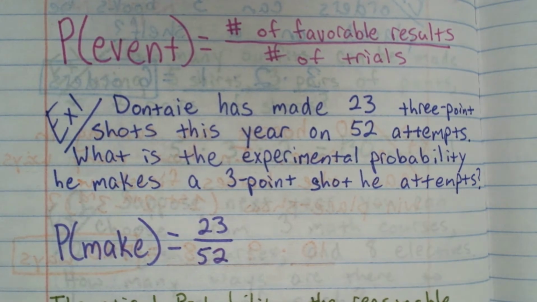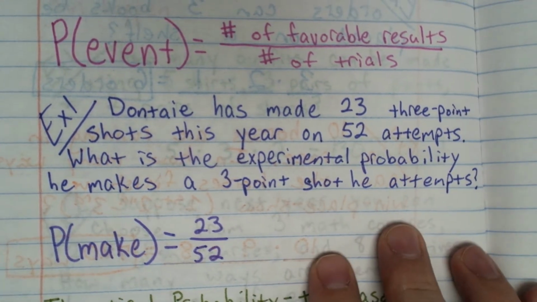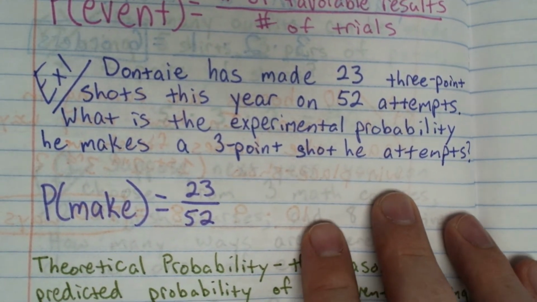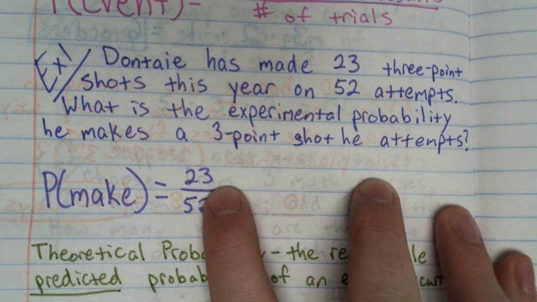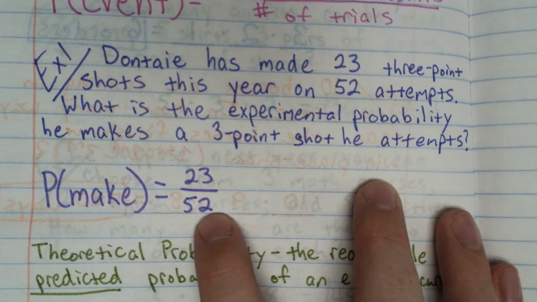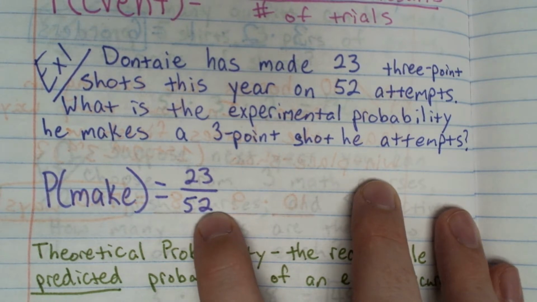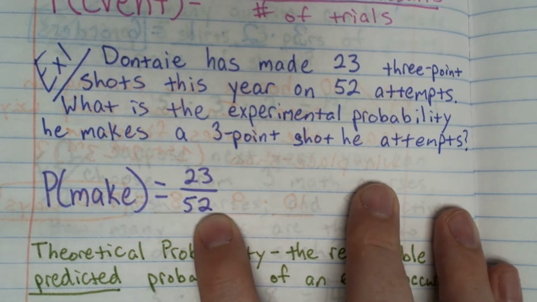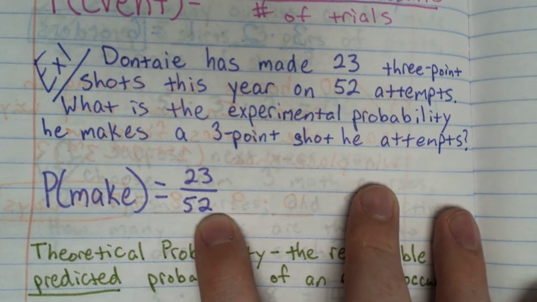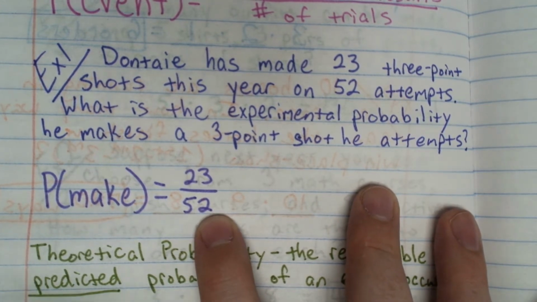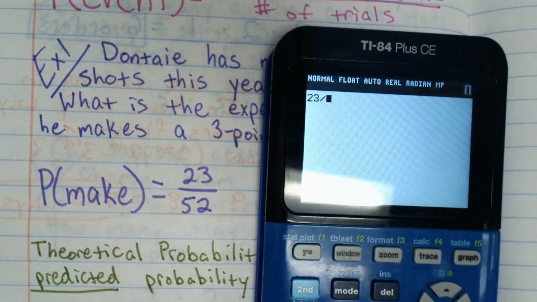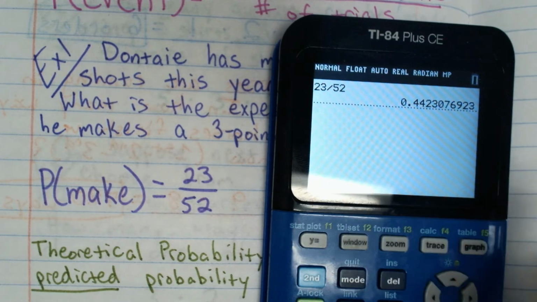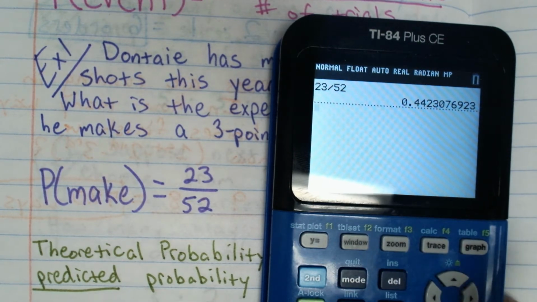So then we want to look at simplifying this fraction first, see if there is a number that goes into both of these. This is actually a simplified fraction already. 23 is a prime number, and 52 is not divisible by 23. So we could just express the probability as this fraction. We also can express it as a decimal. So we could divide 23 by 52 and see that it is 0.4423 thereabouts.